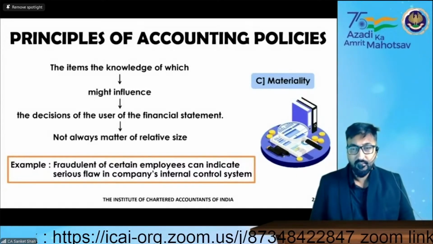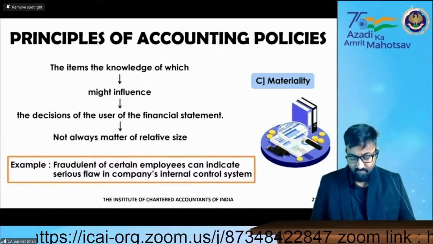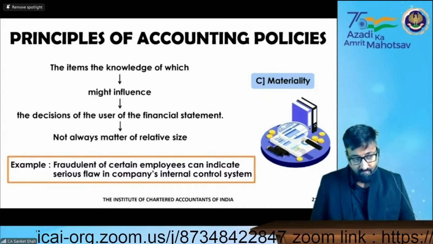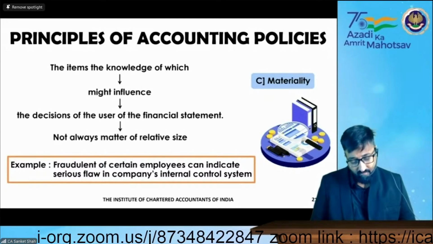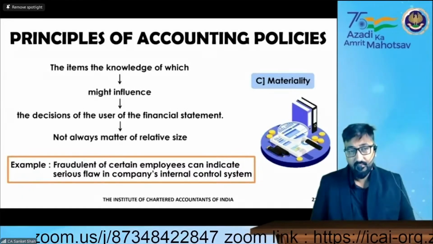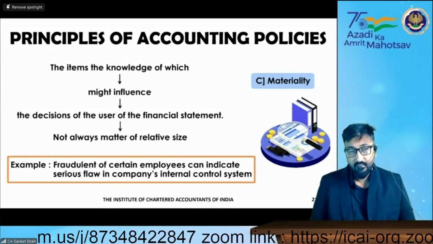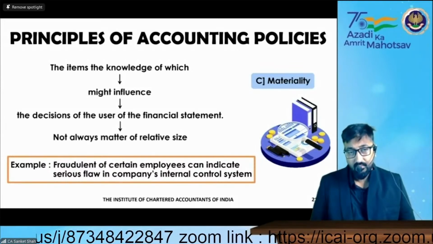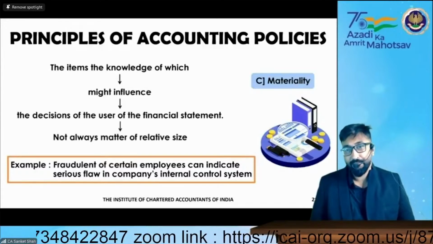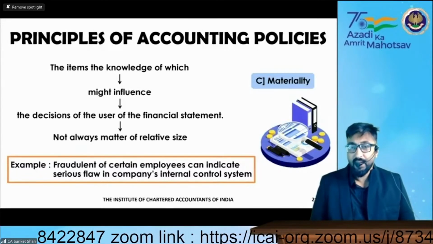In substance over form, transactions and other events should be accounted and presented in accordance with financial reality, not in legal form. In materiality, it will influence the decision of users. Not always a matter of relative size. Okay. Yes, very good.